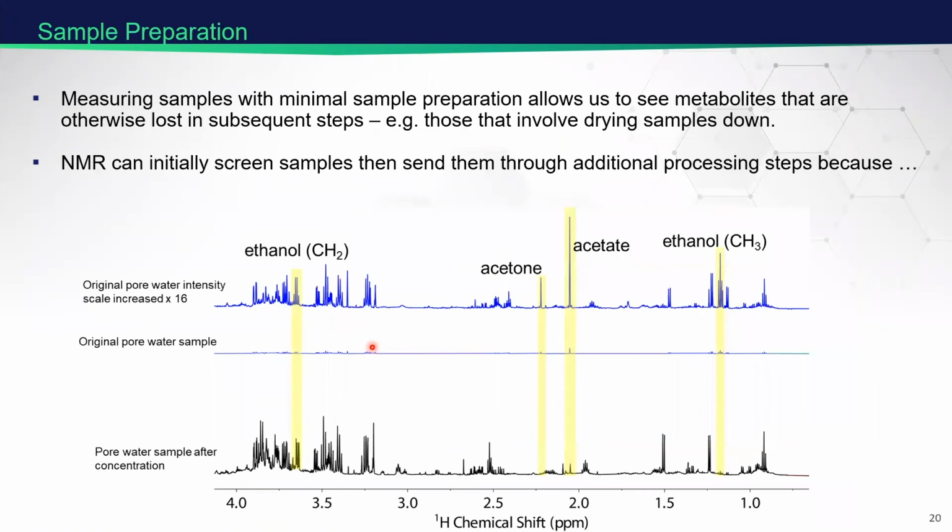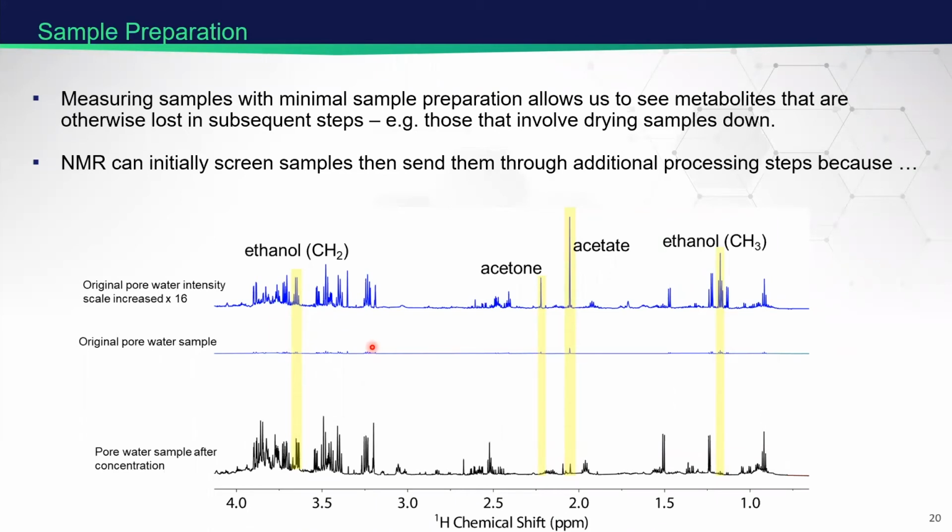Now, I want to mention a particular strength in not having to do extensive sample preparation by showing you an example from a study I'm currently involved in, an eco-metabolomic study. We're studying methanogenic bacteria in sediments. We get these pore waters by taking wet sediment, centrifuging it, and pulling it off the top. We can take that directly, add a calibrant, put it in an NMR tube and measure it.